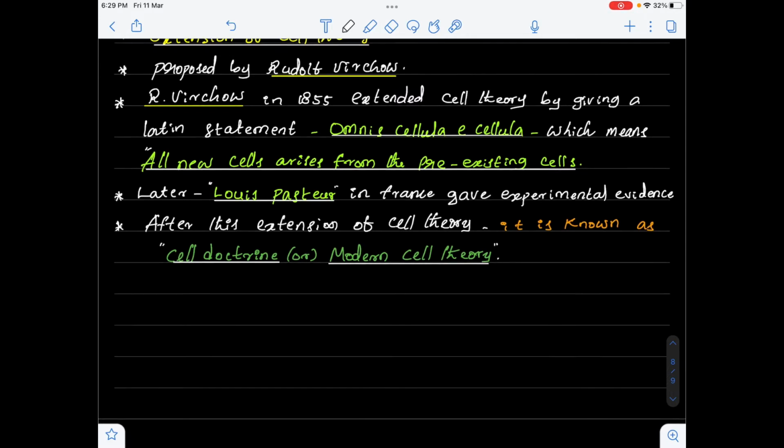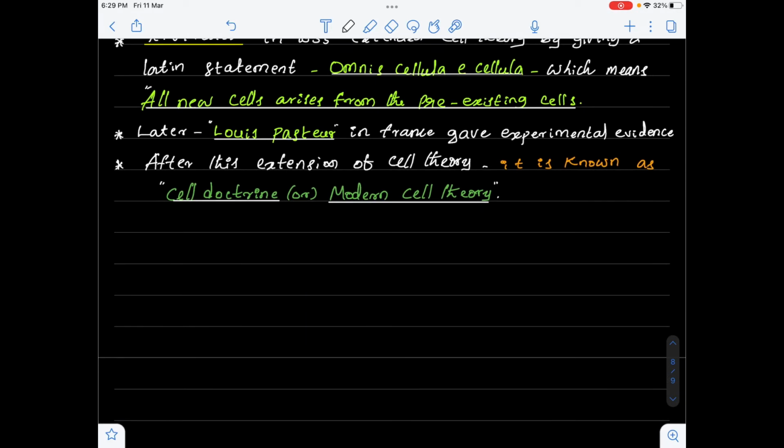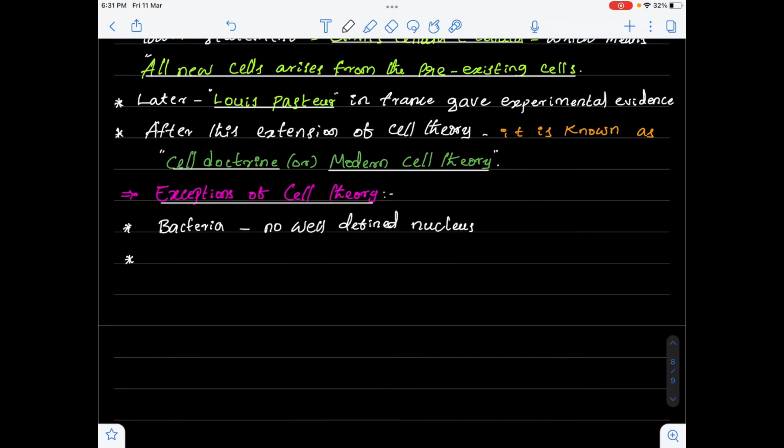Now let us take some exceptions of cell theory. Bacteria does not fall under this cell theory. What is the reason for this? Because bacteria does not have a well-defined nucleus. And there is another example, viruses. Viruses also do not follow the cell theory because viruses are acellular structures. That means they do not have cell membrane, cytoplasm, or other cell components. This is why they are called acellular structures.